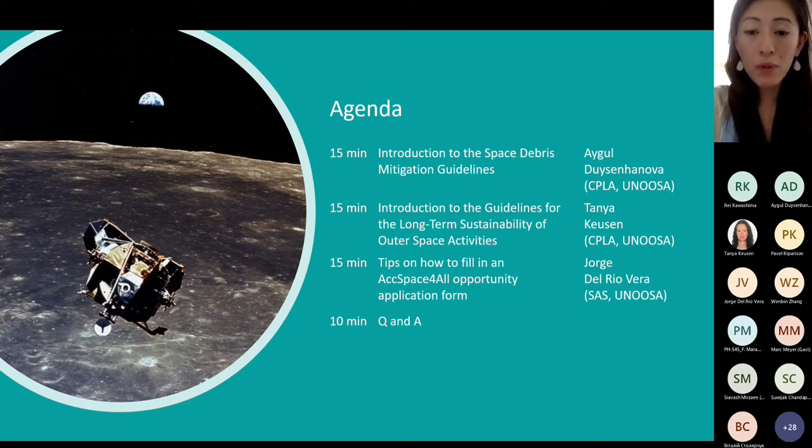And then we will be giving more tips on how to fill in the application form of the different programs under the Access to Space for All initiative, which will be of specific interest to Access to Space for All applicants. And at the end, we will be having a Q&A session. So maybe there are people who are not exactly trying to apply to the Access to Space for All programs, but we will be giving you a broad overview of the two guidelines and the different activities that are done in the office. So please stay until the end and ask us any questions if you have any.